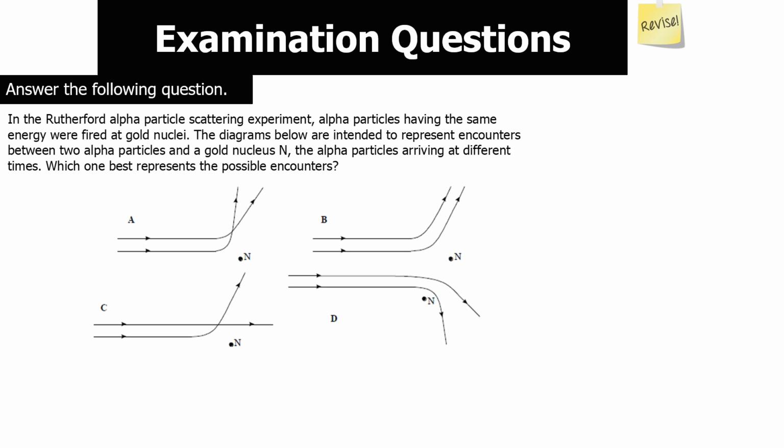The next question says, in the Rutherford alpha particle scattering experiment, alpha particles with the same energy are fired at the gold nucleus.